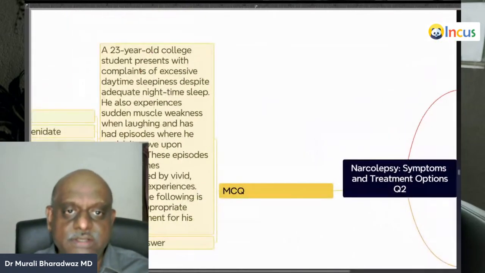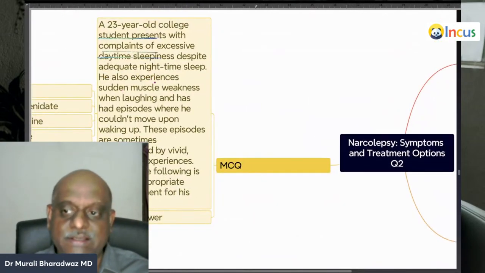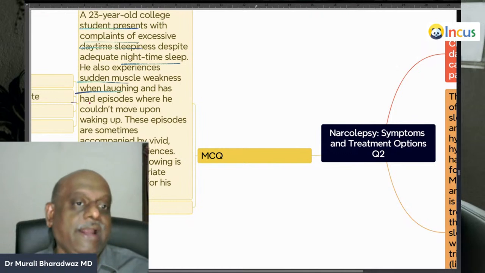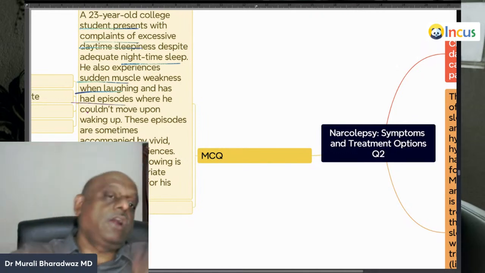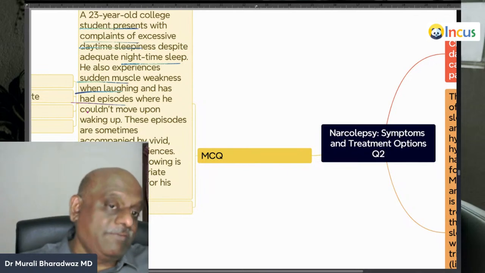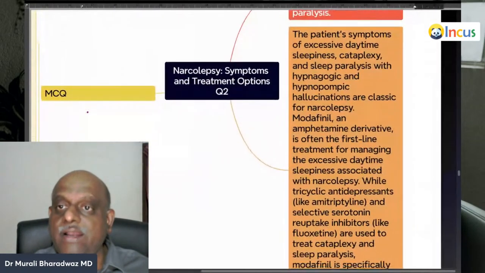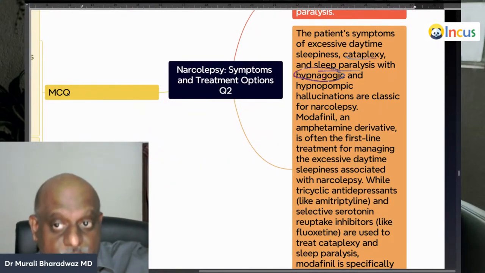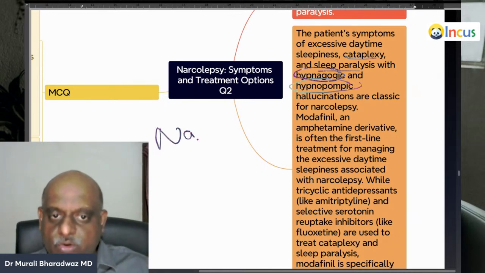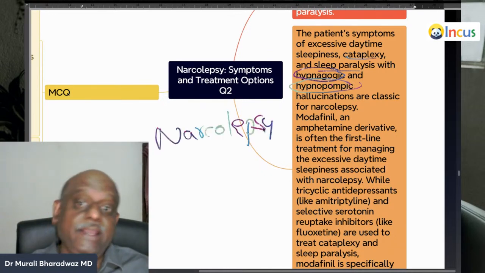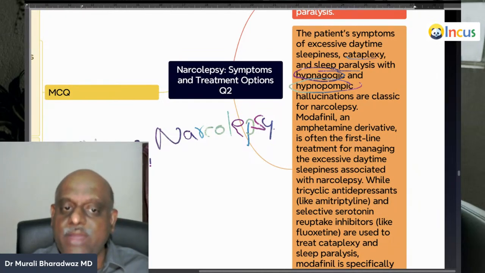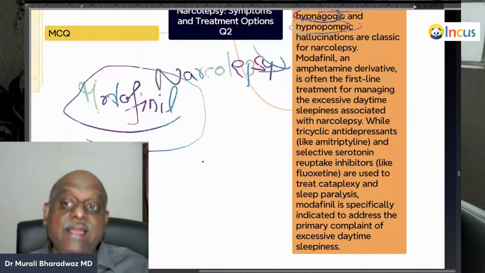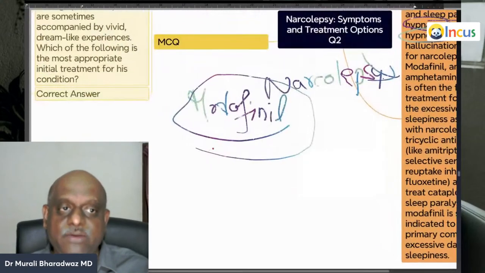A 23-year-old complains of daytime sleepiness despite adequate nighttime sleep. He has sudden muscle weakness when laughing and has episodes where he could not move upon waking up. So this is typically called excessive daytime sleepiness, cataplexy, sleep paralysis with hypnagogic and hypnopompic hallucinations. What do you call that? Narcolepsy. What is the treatment? Modafinil. Modafinil is the amphetamine derivative, which is the first line of treatment to manage the excessive daytime sleepiness, is what you need to remember.